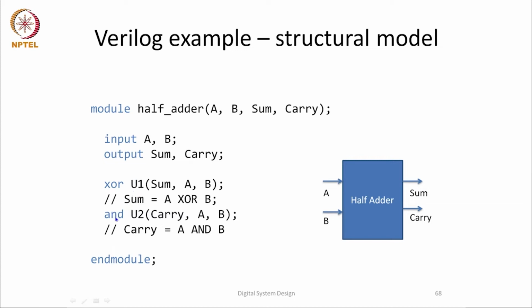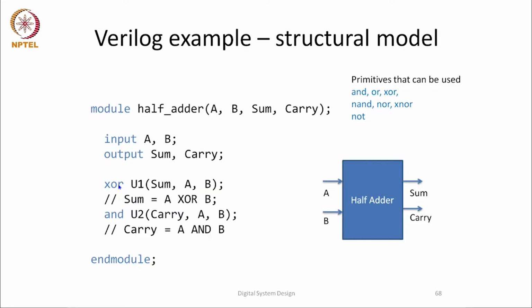And similarly for the AND gate, we can use another instance name and then connect carry as the output, A and B as the inputs. So these AND, OR, XOR, etc. are all called primitive gates, which are available in Verilog. We can use any of these primitive gates. There are six primitive gates in Verilog: AND, OR, XOR, NAND, NOR, and XNOR. Along with these, we have buffer and NOT as primitive gates, which are used for a single input.